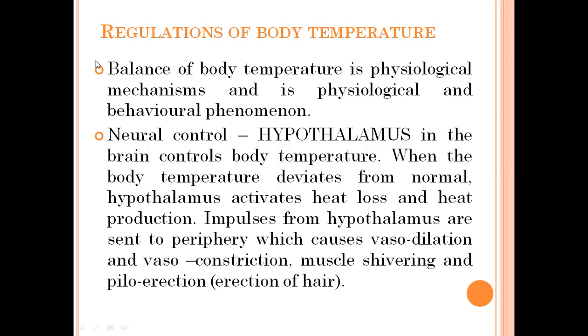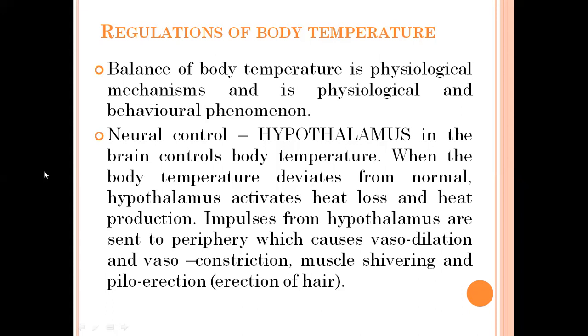Okay, so they are going to send impulses to the periphery. Periphery means your blood vessels. They will cause vasodilation and vasoconstriction in order to compensate for the heat loss and heat production. So what is vasodilation and what is vasoconstriction? Anybody? By the word itself, vaso is blood vessel, dilation is dilation, and constriction is narrowing, constricting.